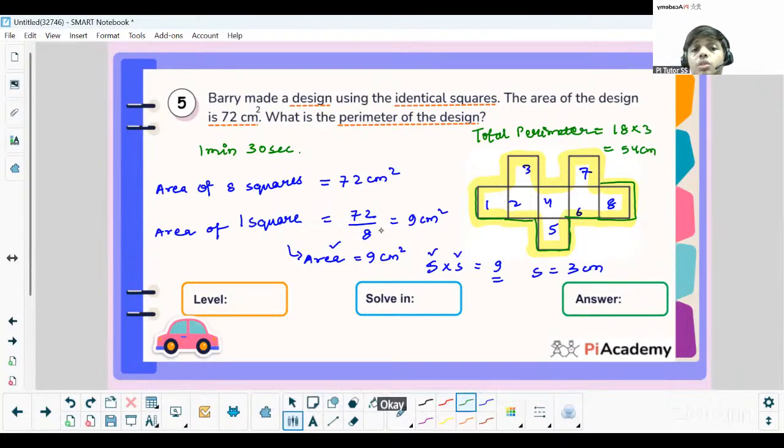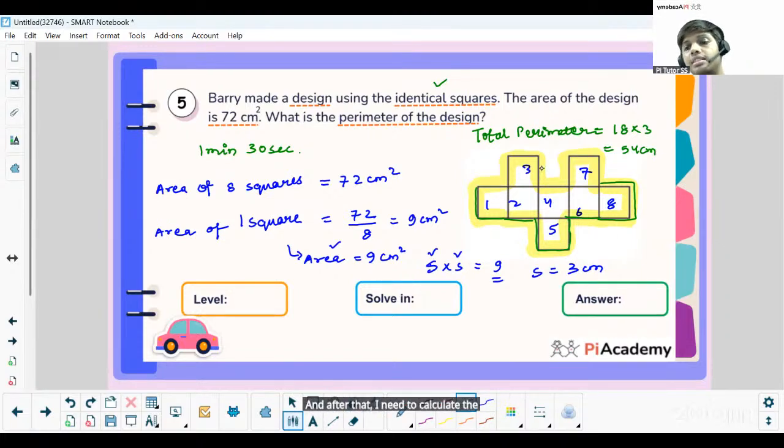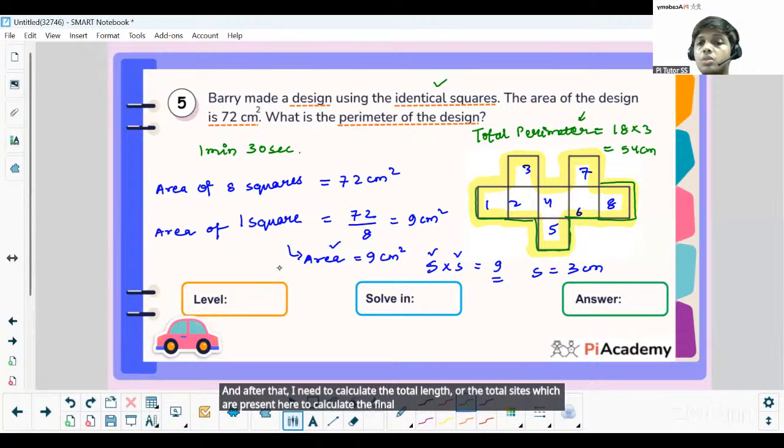So this is how you need to identify what exactly is meant by identical squares. How will I divide the total area by the number of squares to get the value for one of these squares? And after that, I need to calculate the total length or the total sides present here to calculate the final perimeter. That is also an important step for us to calculate the final value.